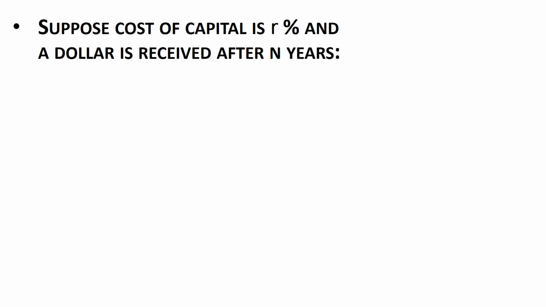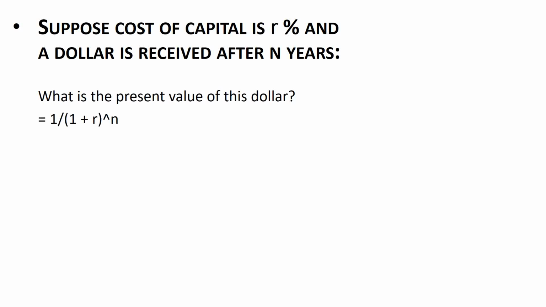Suppose cost of capital is R%. So far we have assumed 20% in general, and this $1 is going to come after n years. So how much will a bank give you today, or what is the present value of it when your cost of capital is R%? Then instead of 1 over 1.2, because it was 1 plus 20%, now if it is R%, it is 1 plus R.